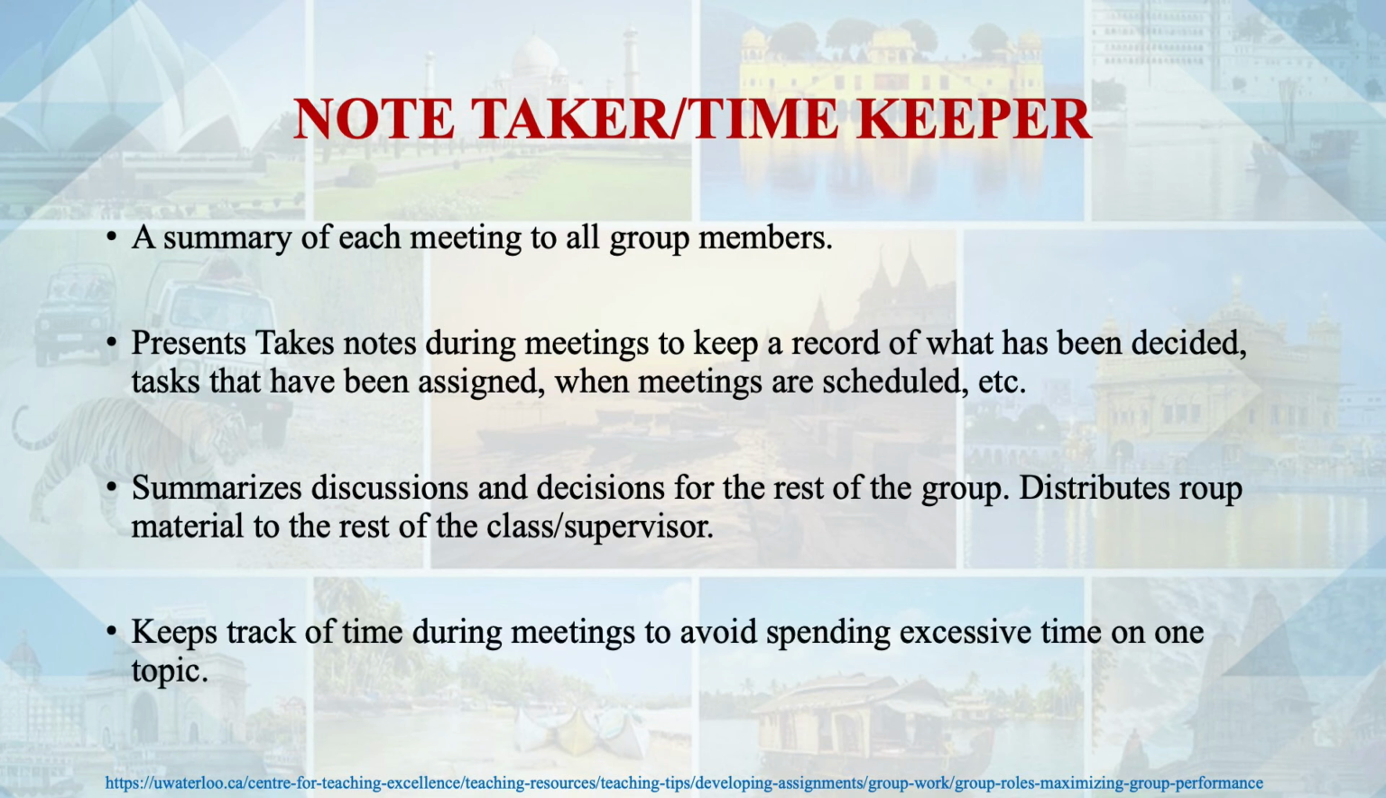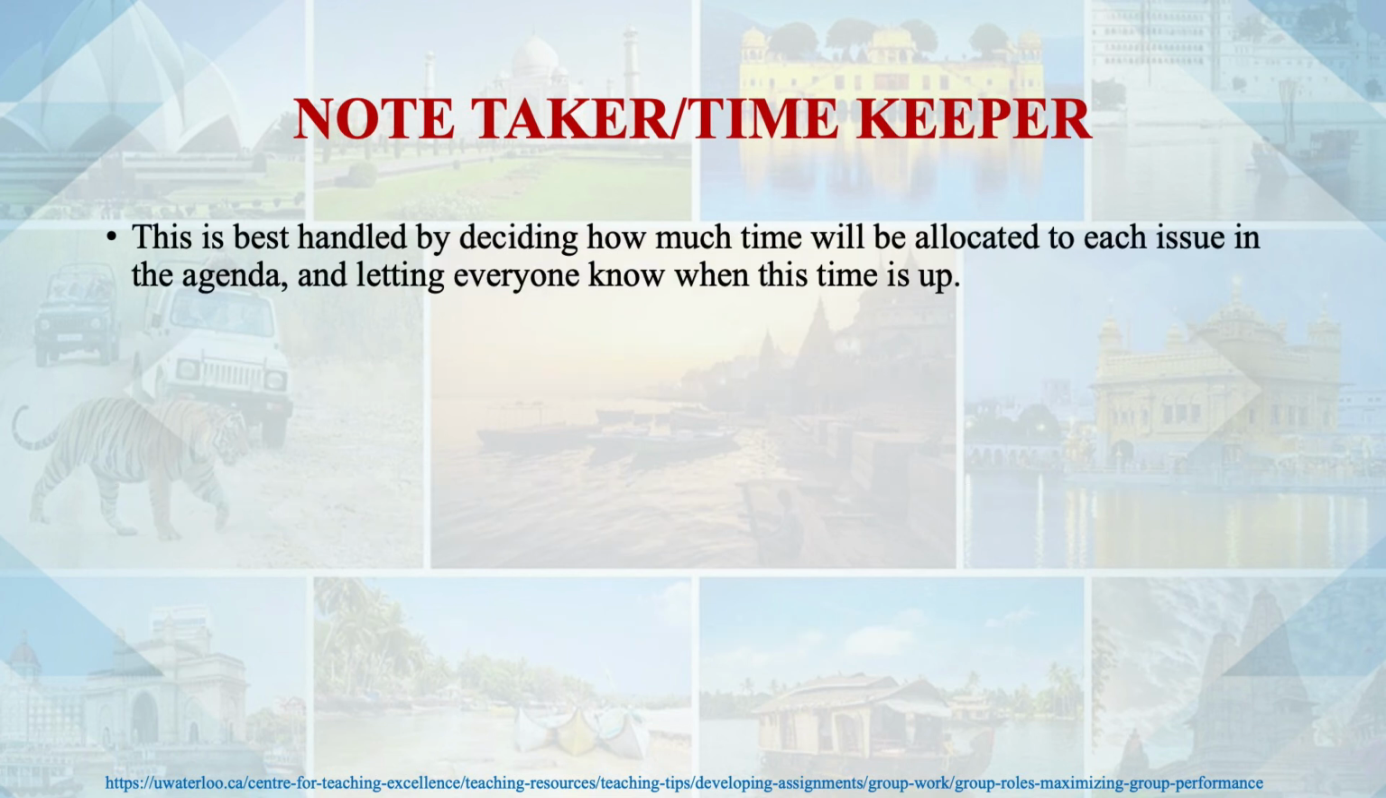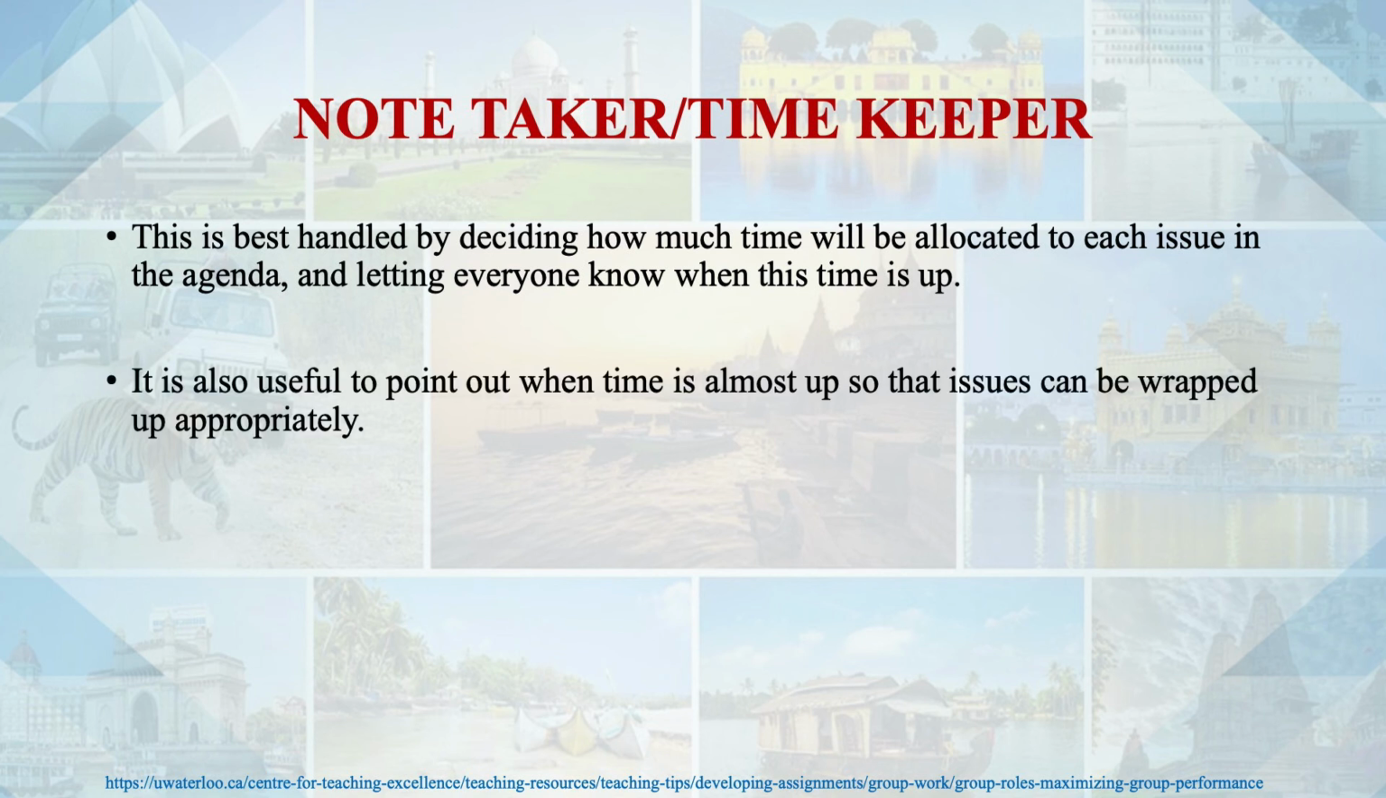His responsibility is to keep track of time during meetings to avoid spending excessive time on one topic. This is best handled by deciding how much time will be allocated to each issue in the agenda and letting everyone know when this time is up. It is also useful to point out when time is almost up so that issues can be wrapped up appropriately.